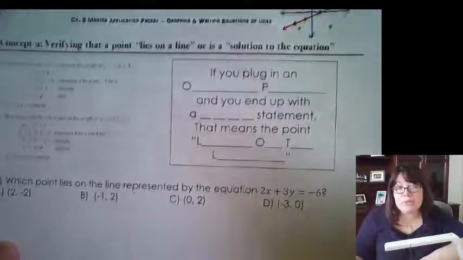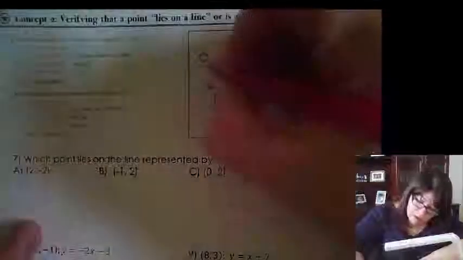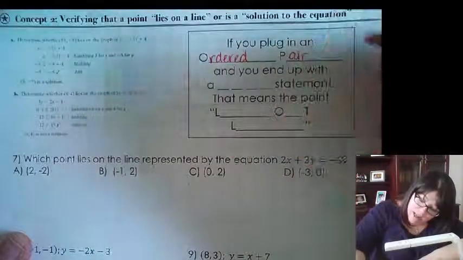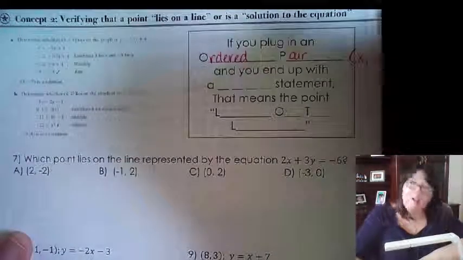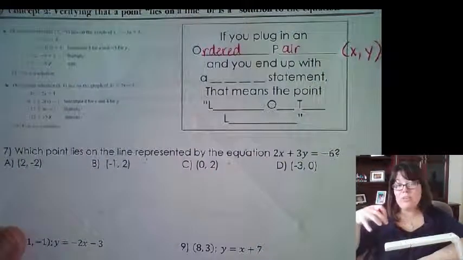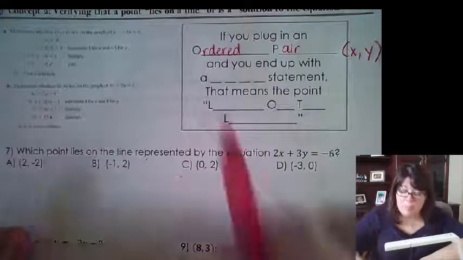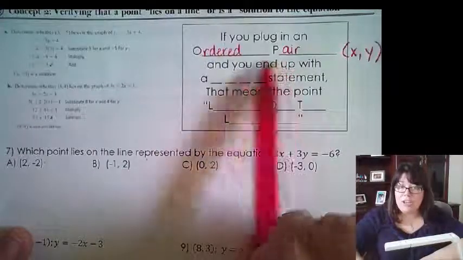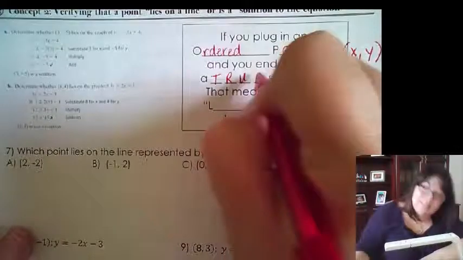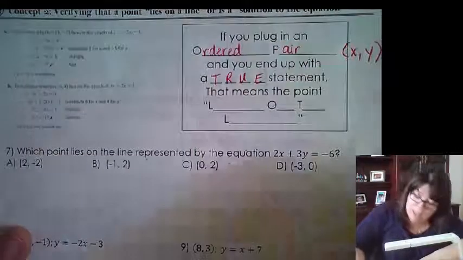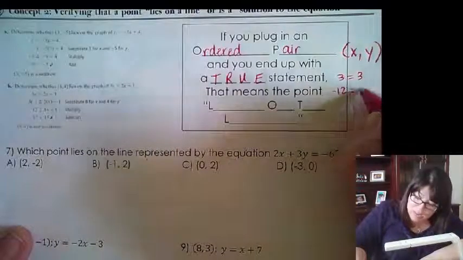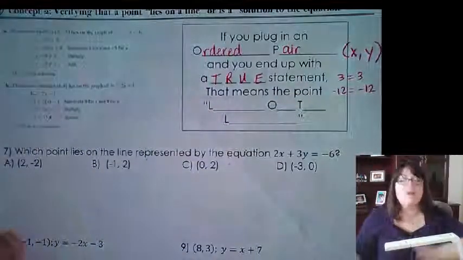What you're going to do is you're going to take an ordered pair. Remember, an ordered pair has an x value and a y value. It has both. You're going to take that ordered pair and you're going to plug it into an equation. If you plug in an ordered pair and you end up with a true statement, something like 3 equals 3 or negative 12 equals negative 12, it doesn't really matter what the numbers are as long as it's true.